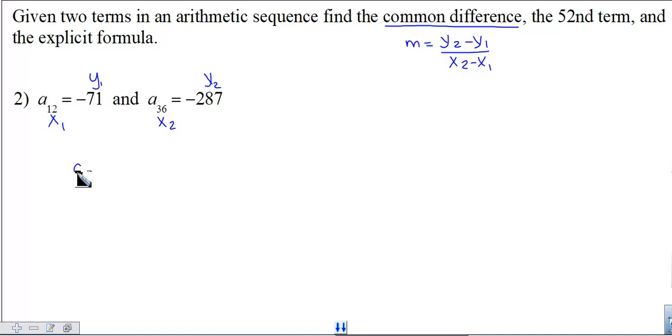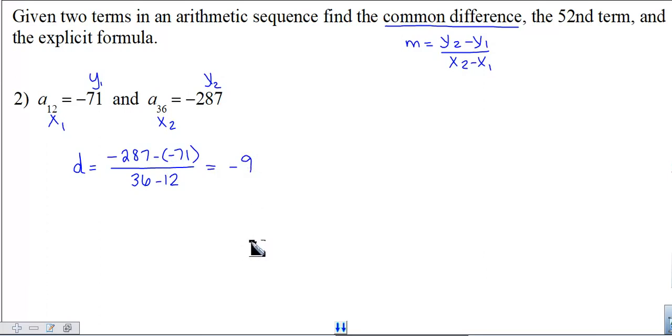Now let's set up our equation. My difference will be equal to the second y minus the first y divided by the second x minus the first x. Be really careful with these negative signs. Make sure that you have written down a double negative. When you simplify this, you're going to find out that the difference is -9.